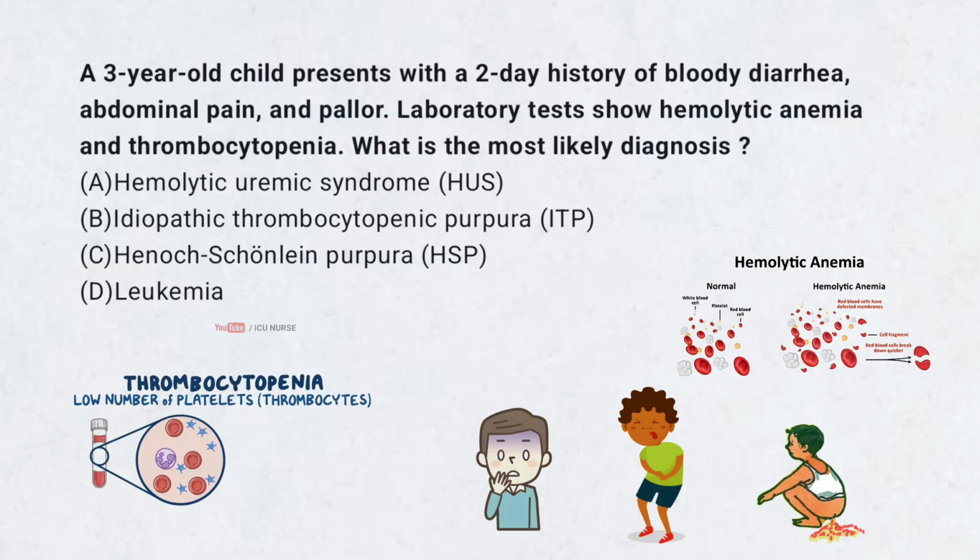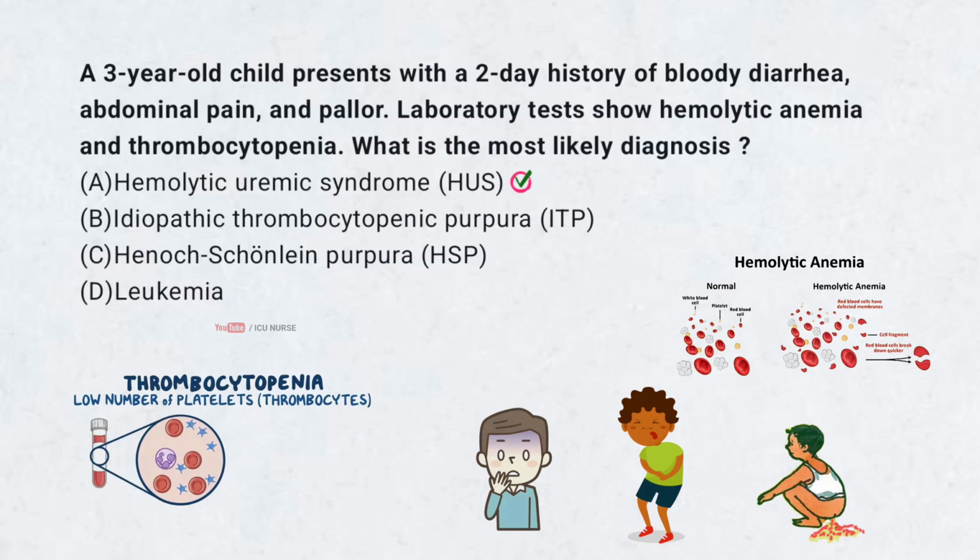A. Hemolytic uremic syndrome, HUS. B. Idiopathic thrombocytopenic purpura, ITP. C. Henoch-Schönlein purpura, HSP. D. Leukemia. Correct answer A. Hemolytic uremic syndrome, HUS.